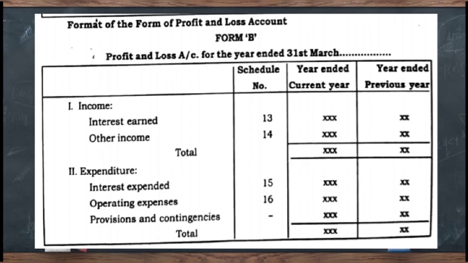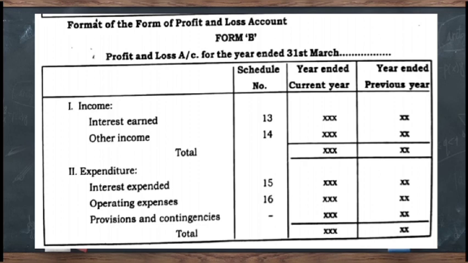Then the second heading is for writing the expenditure. Under that, note number 15 is with regard to interest expended. On the SB account, current account, then fixed deposit, the bank has to give interest to the customer. So all that comes in note number 15. Then note number 16 is with regard to operating expenses like salary, rent or any other expenses. That should be shown in note number 16.